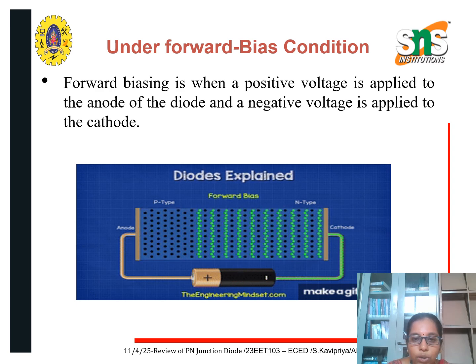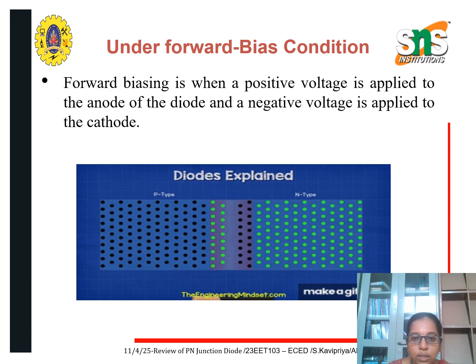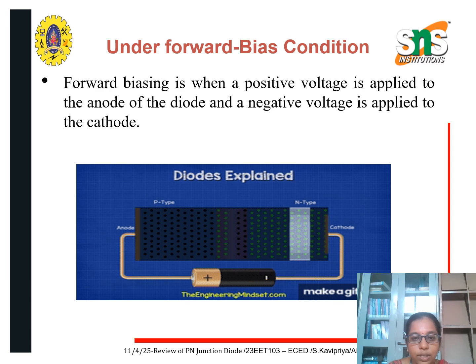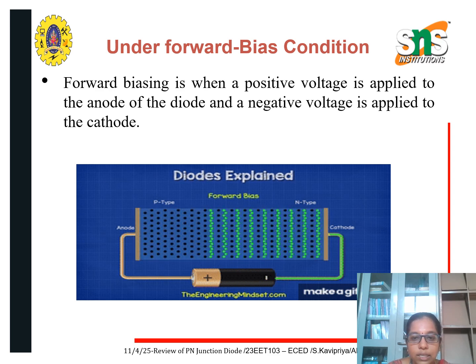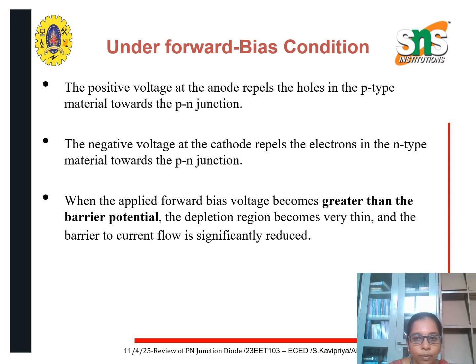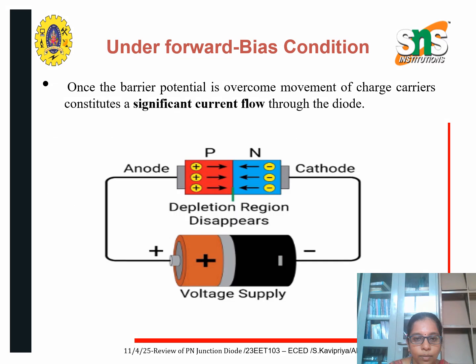So the electrons from the N-type will move towards the P-type and the holes from the P-type will move towards the N-type. The combination of electrons and holes will take place. It results in a flow of current. So we have a depletion layer between the P-type and N-type. The depletion layer is initially very narrow and the recombination of electron and hole pairs will take place. It results in a flow of current.